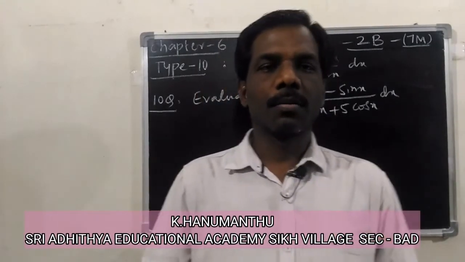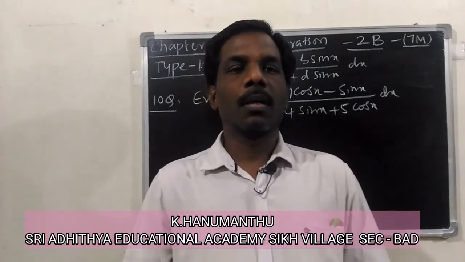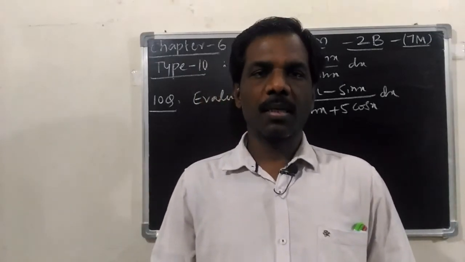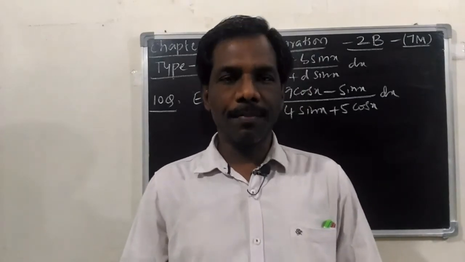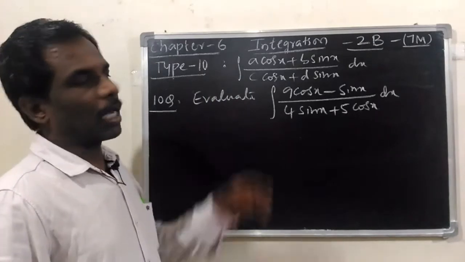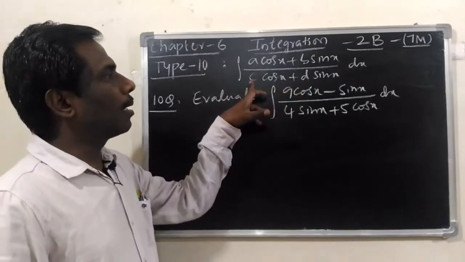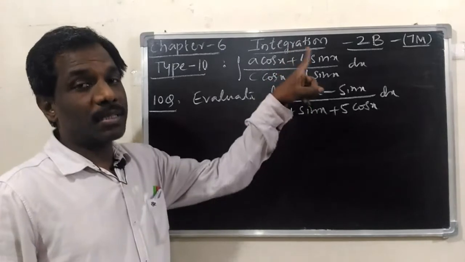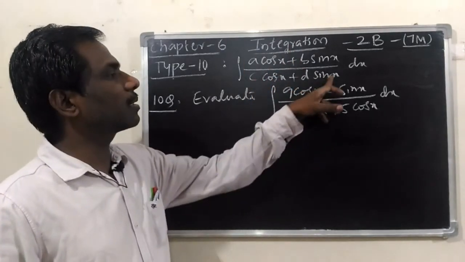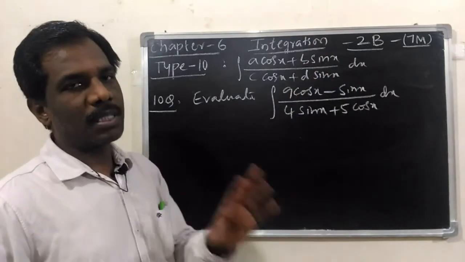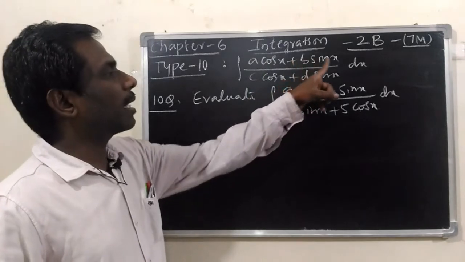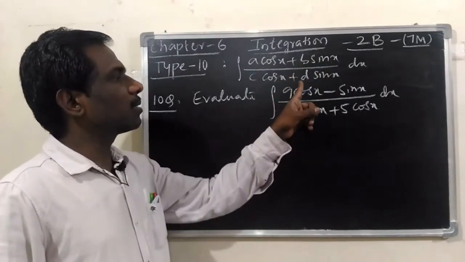Hello students, today I am explaining intermediate second year 2B Maths, chapter 6, integration, 7 marks important question type 10. Type 10 is in the form of integral (a cos x plus b sin x) by (c cos x plus d sin x) dx. Once again I read it: integral (a cos x plus b sin x) by (c cos x plus d sin x) dx.